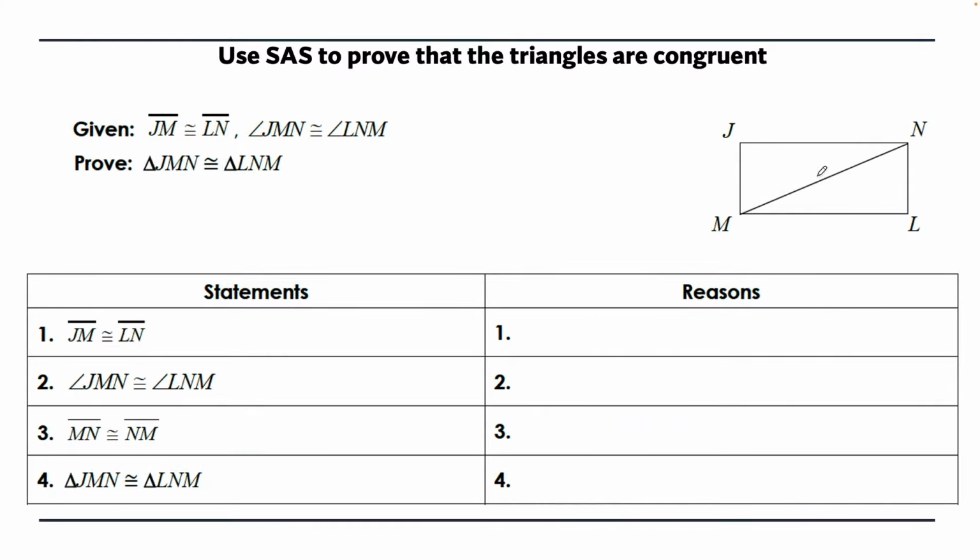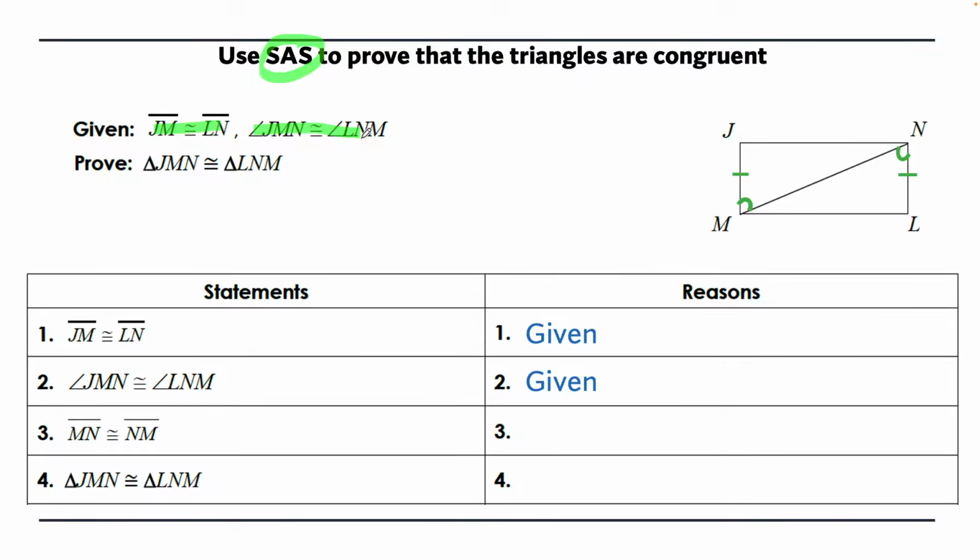All right, we're going to move on from side, side, side, and now we're going to use some side, angle, side shortcuts. All right, so JM is congruent to LN. I'm going to mark that down, write it as given, and angle JMN is congruent to LNM. Mark that down, write it as given.